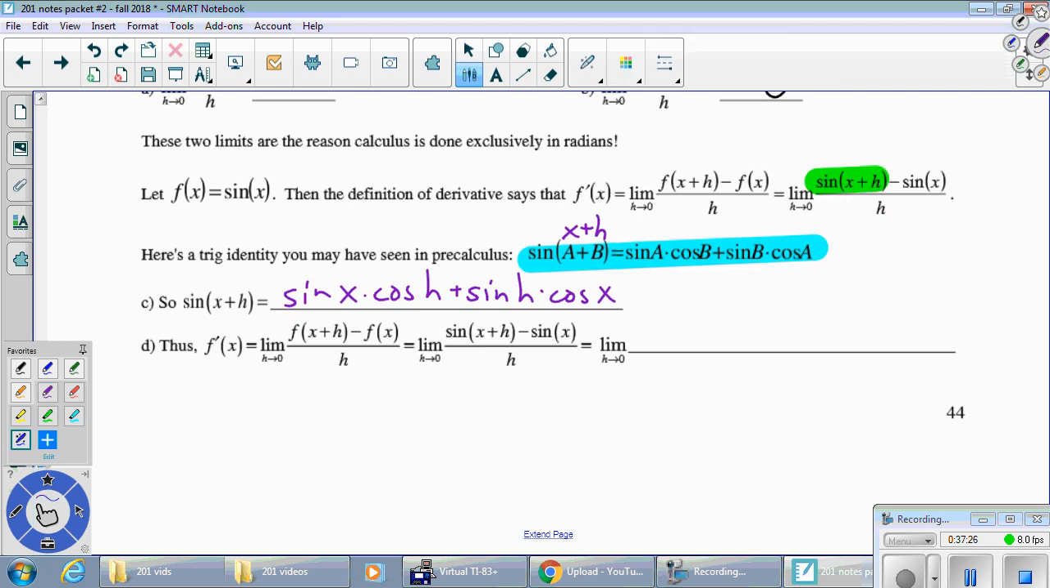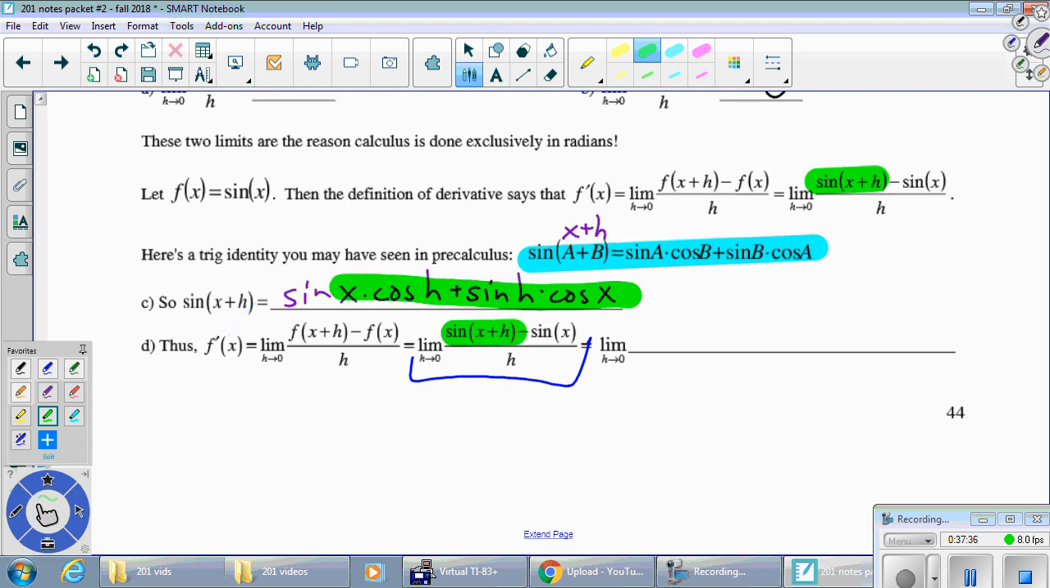So putting it together, the derivative of f is this limit right here, and all we're going to do is change this thing to what we just figured out it was equal to.